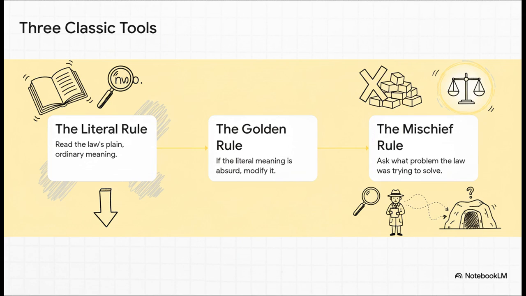First up, the most straightforward one, the literal rule. Basically, you just read the words on the page and take them at their plain, ordinary meaning. Sounds simple, right? Yeah, until it leads to some truly bizarre outcomes. And that's when you need the second tool, the golden rule, which is kind of like a safety valve. And then there's the third one, the mischief rule, where the judge has to put on their detective hat and do a little historical digging.